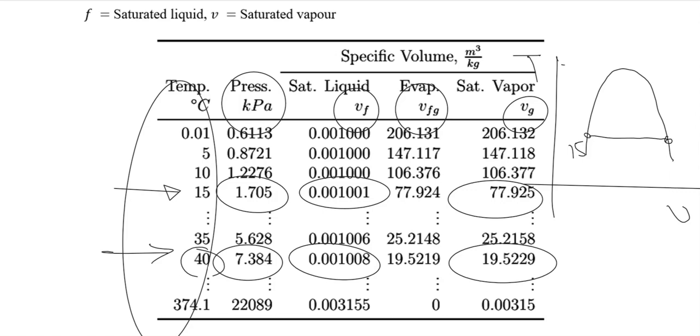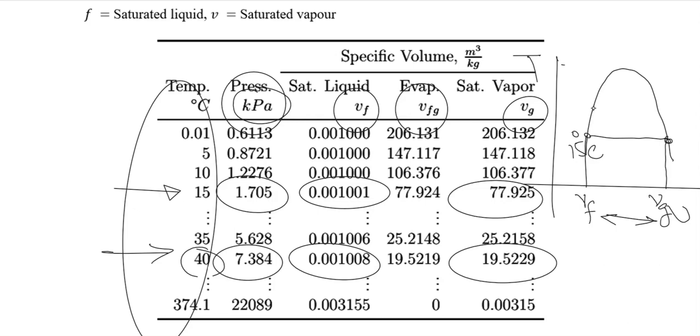For 15 degrees centigrade, I have been given a pressure which is 1.705, let's say, in kilopascal. For that 15 degrees centigrade, I've been given a volume Vf, which is somewhere around 0.001001. At the same temperature I've been given a volume Vg, and obviously Vg minus Vf would be equal to Vfg over here. So that is our case number one.